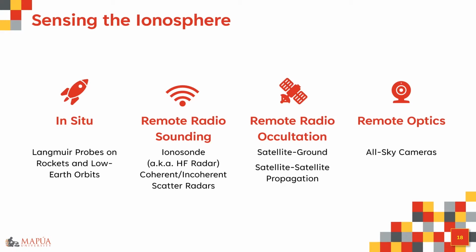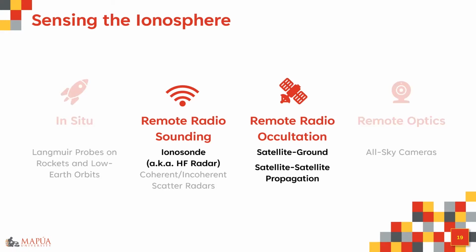But in today's class, we're going to focus on three ways to probe the ionosphere. First, using an ionosonde, which is an HF radar, a high frequency radar. We're also going to introduce the concept of satellite to ground, as well as satellite to satellite sensing of the ionosphere. Okay, so let's start.